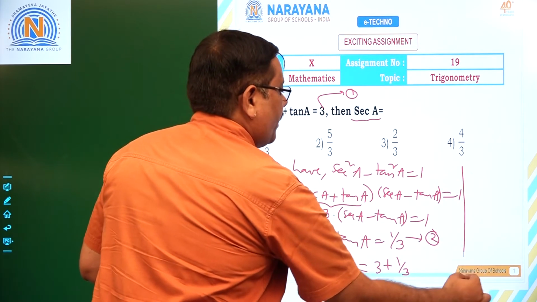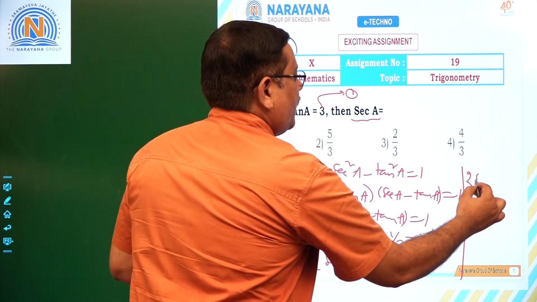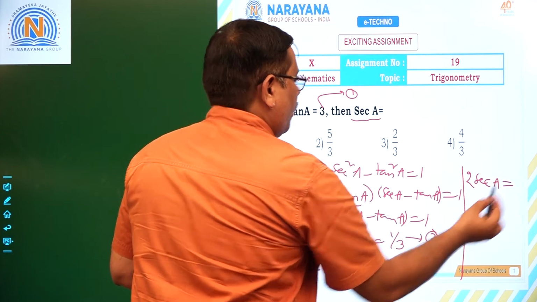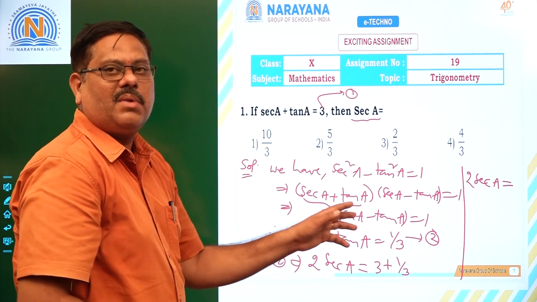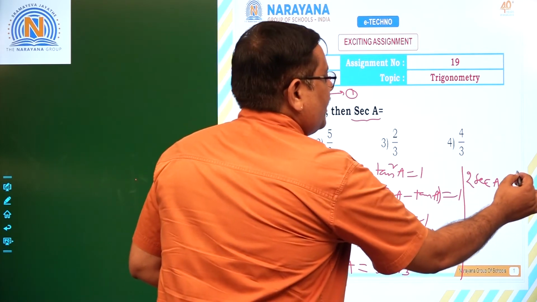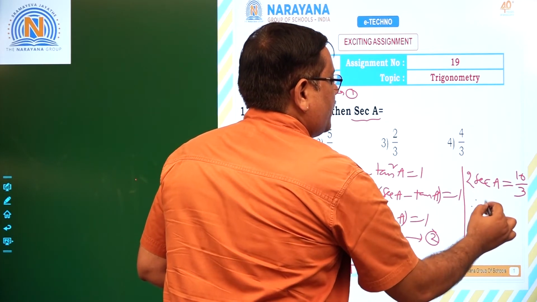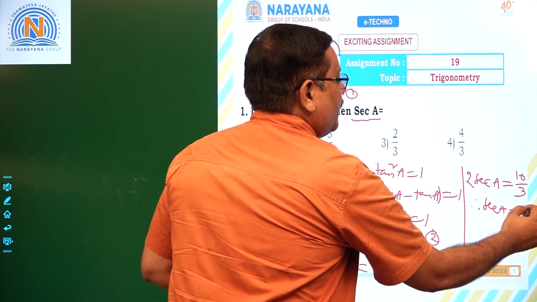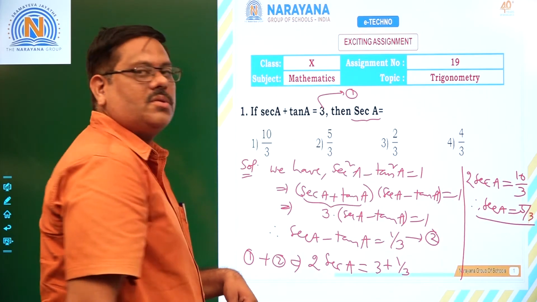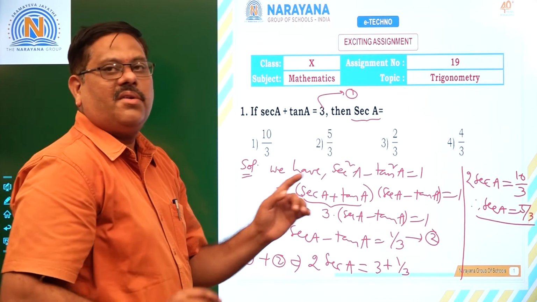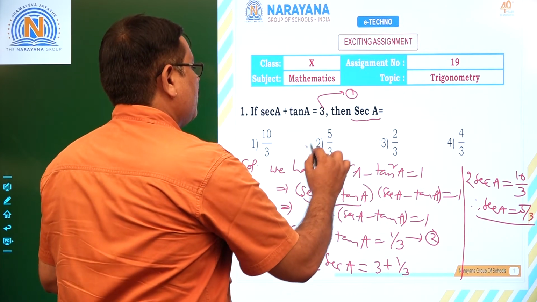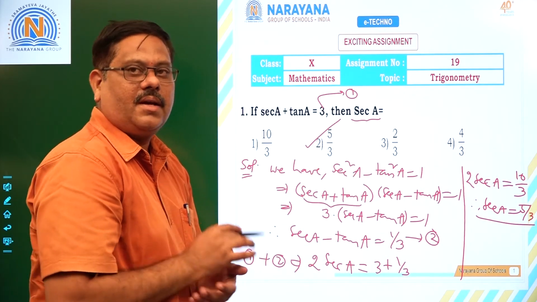3 plus 1 by 3. So, 2 secant A is going to be, how much is that? 3 plus 1 by 3 is 9 plus 1, that is 10 by 3. Therefore, we want secant A. Secant A is going to be how much? 5 by 3. So, the value of secant A is 5 by 3 for us. 5 by 3 is nothing but second option. So, that is the right answer, right?